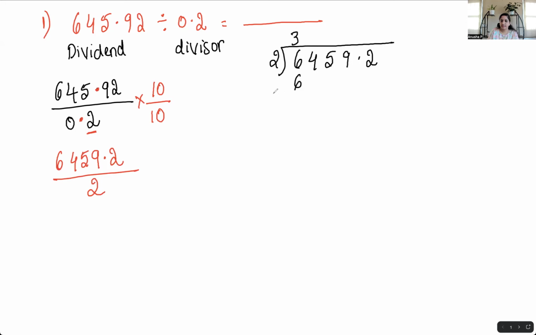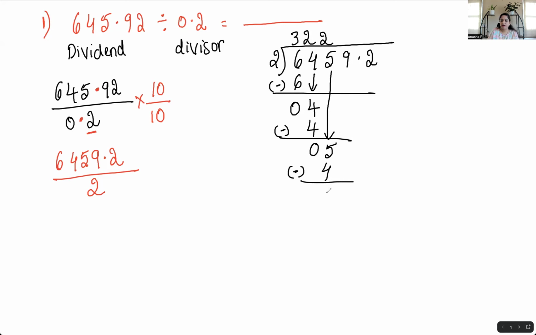2 times 3 is 6, 6 minus 6 is 0 and then we are bringing the 4 down. So 2 times 2 is 4. So 4 minus 4 is 0 and then we are bringing the 5 down. So 2 times 2 is 4. So 5 minus 4 is 1 and then we are bringing the 9 down. 2 times 9 is 18. So 19 minus 18 is 1.